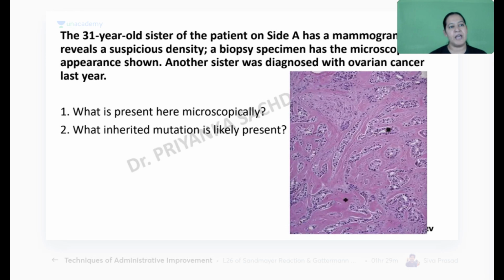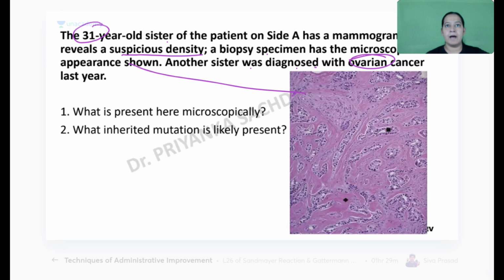So this is the question. The image is in front of you. Typical image, spotter. Without reading the question, you should tell me the answer. So what are you seeing? A 31-year-old sister of a patient on slide A has a mammogram that reveals a suspicious density. The biopsy specimen had a microscopic appearance as shown here. Another sister was diagnosed with ovarian cancer. So there are two sisters. One sister has a breast mass, and another sister had ovarian cancer last year.